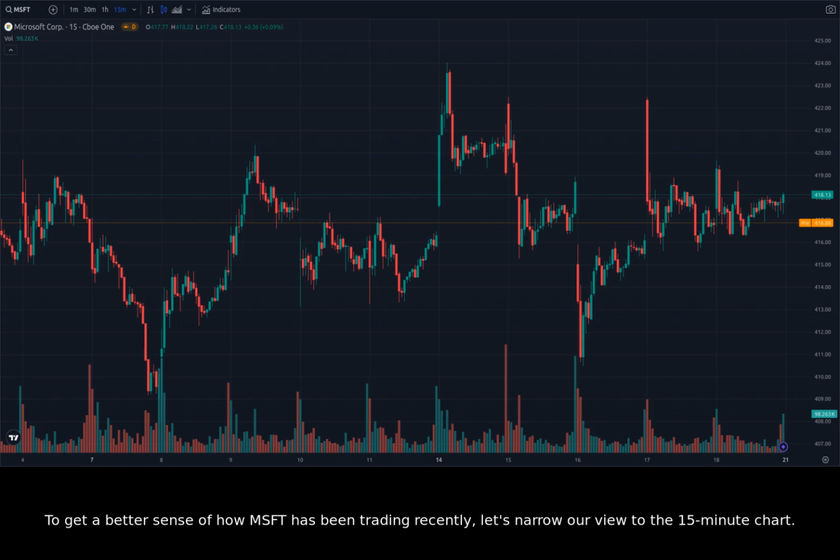To get a better sense of how Microsoft has been trading recently, let's narrow our view to the 15-minute chart. Examining the 15-minute chart, we can see some short-term volatility. The price has been bouncing back and forth between the $415 and $420 levels, suggesting a range-bound market. This suggests that the market is unsure about the direction of Microsoft in the short term. However, we can observe that the price has been consolidating above the $415 support level.